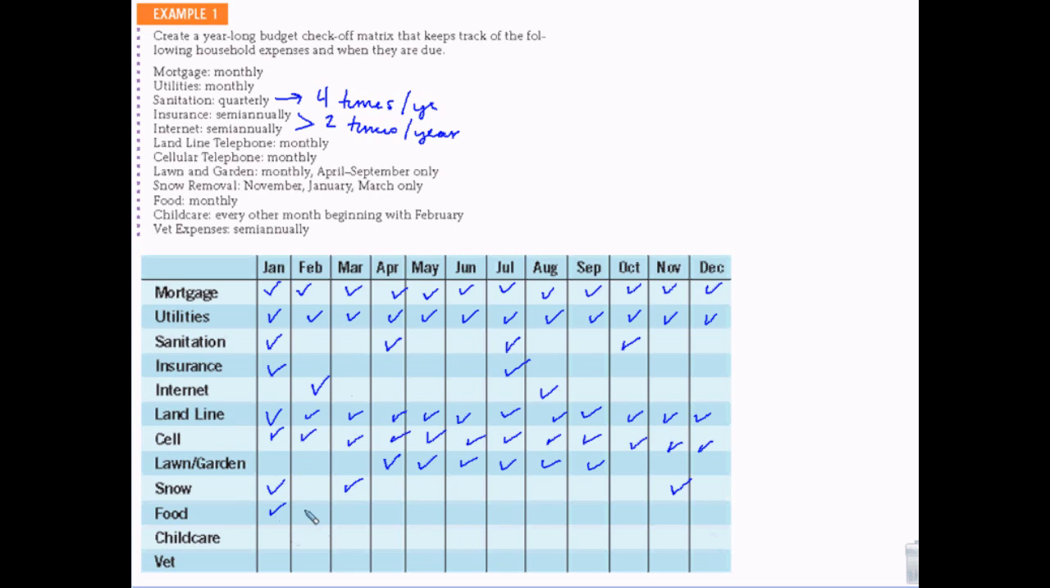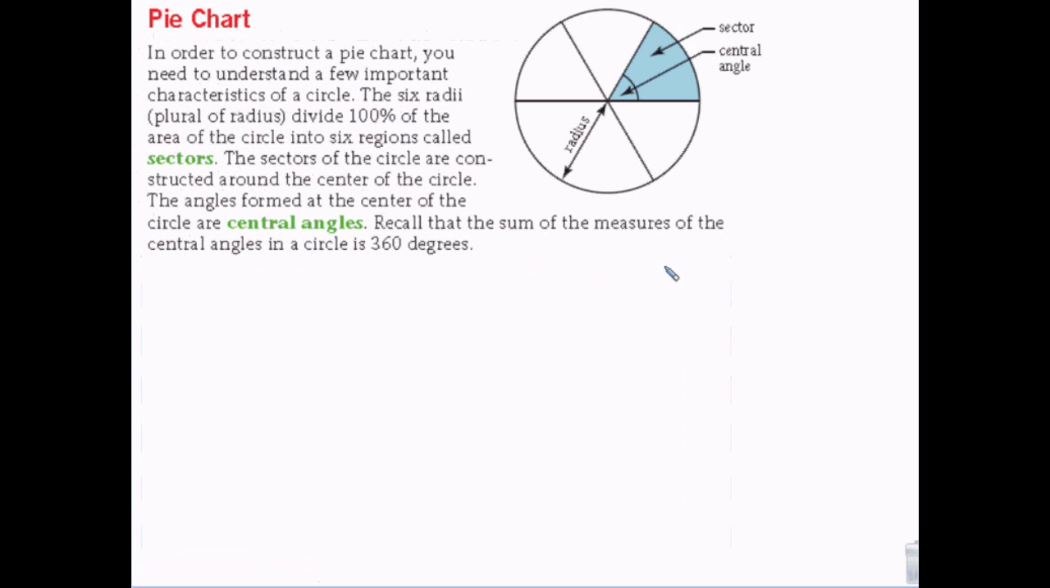Food, hey, guess what? You have to eat every single month. Did you know that? Yeah, it's true. Child care every other month beginning in February. And vet expenses are semi-annually, so we'll do January and June. Okay.